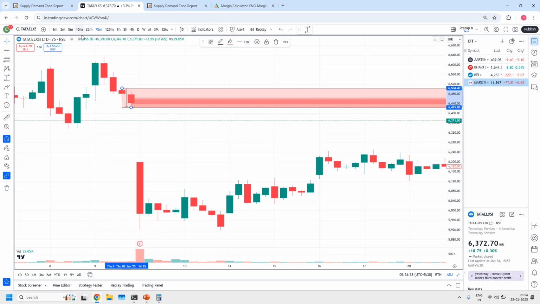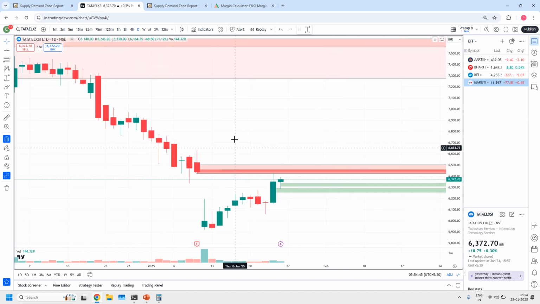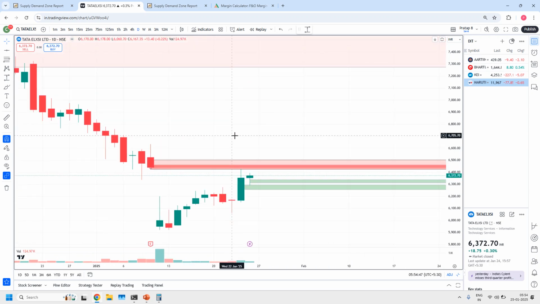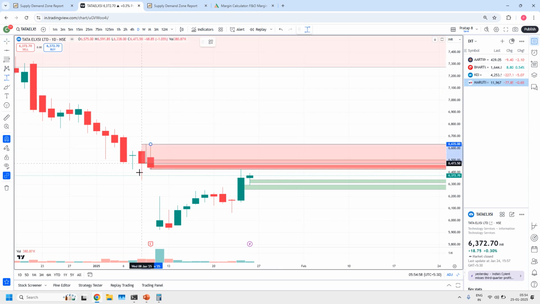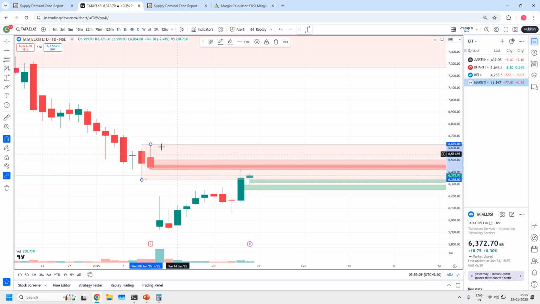Now I'm changing to the daily time frame. Yes. We have a drop candle, 3 base candles, and again a drop with hidden body. This is a big drop candle. This is the daily zone. So this is the daily supply zone.